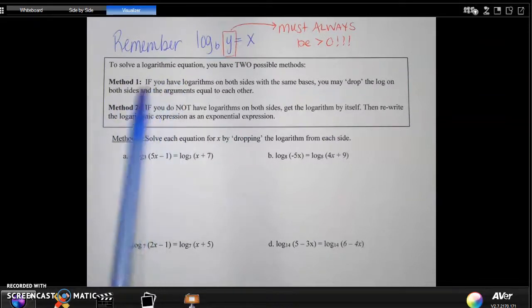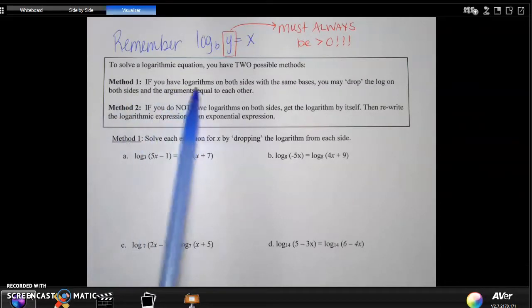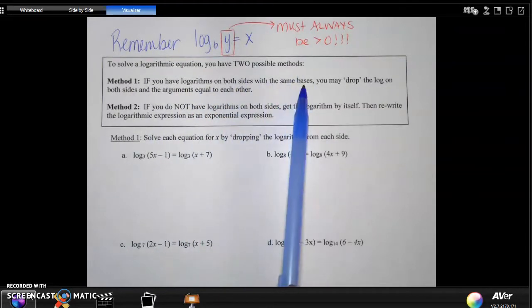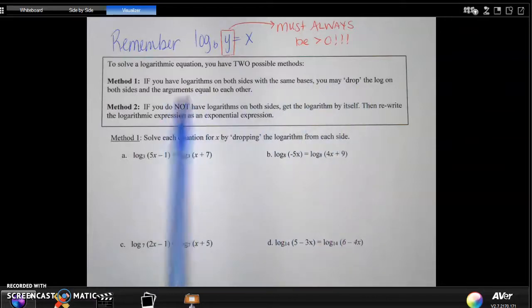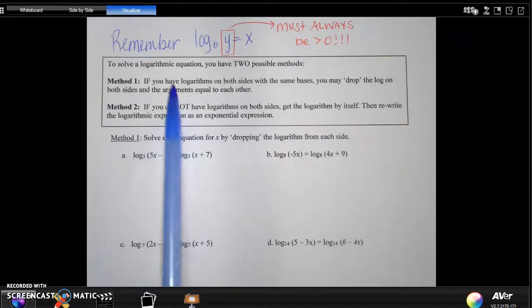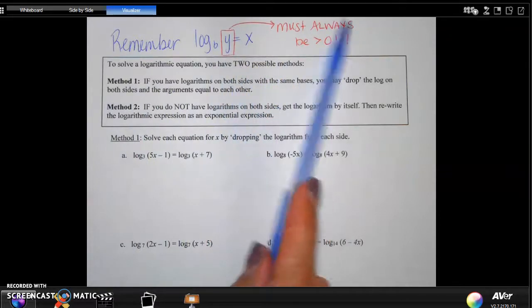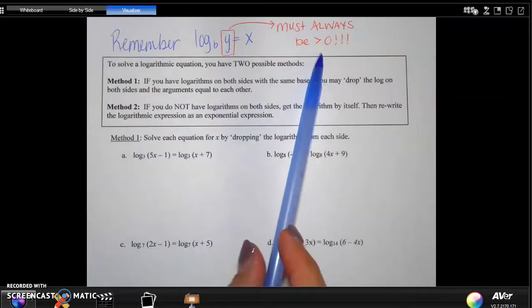So for this first method, this one is really very straightforward. If you take a look at a logarithmic equation and you have logarithms on both sides of the equation and they both have the same base, then you can drop the logarithm on both sides and just set the arguments, or the pieces that are in parentheses, equal to each other. So this is method 1. We're going to come back to this reminder up here once we get a little bit further on. So let's just go ahead and get started.